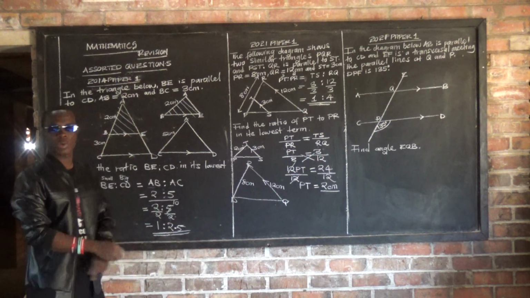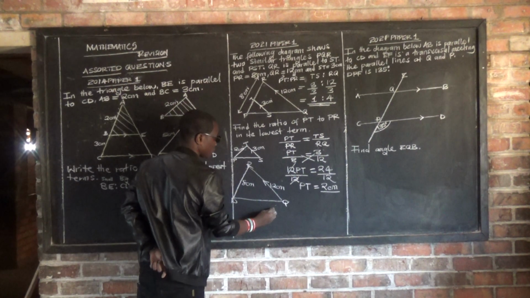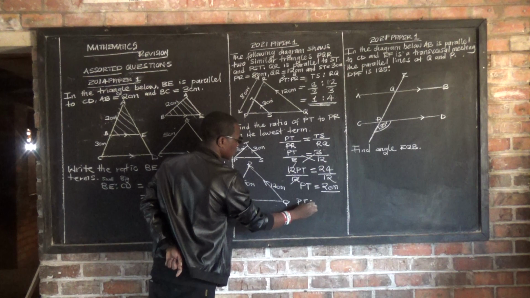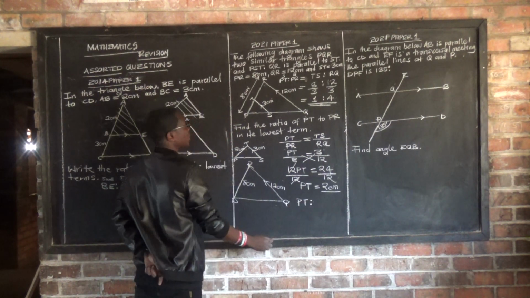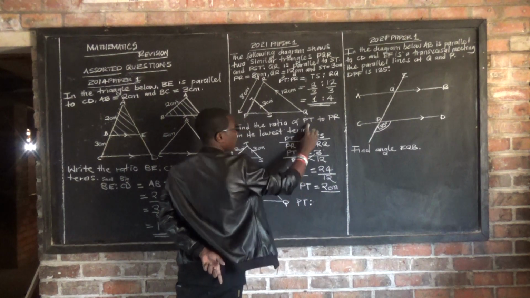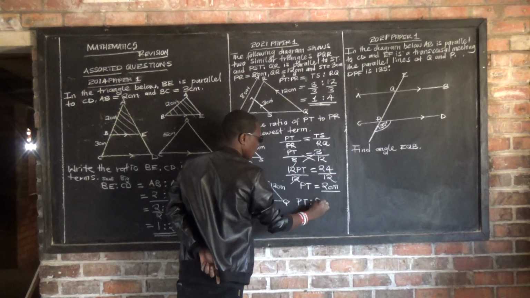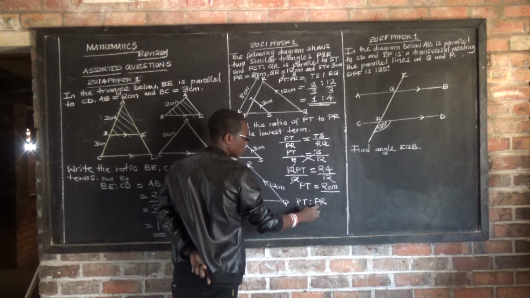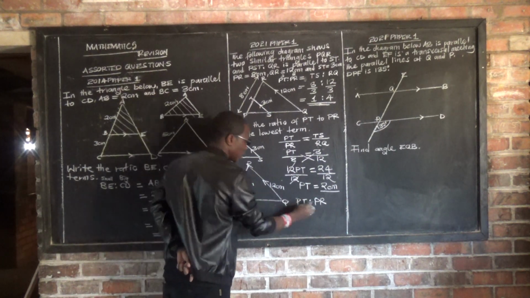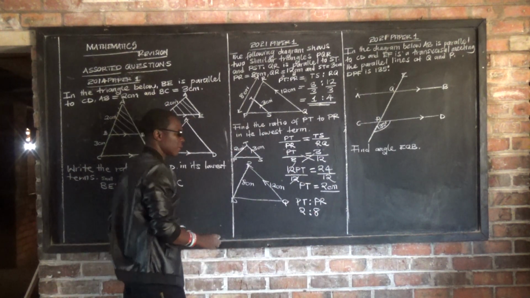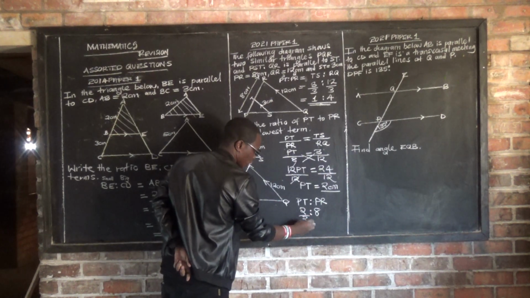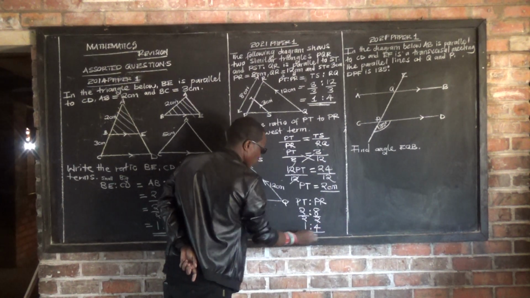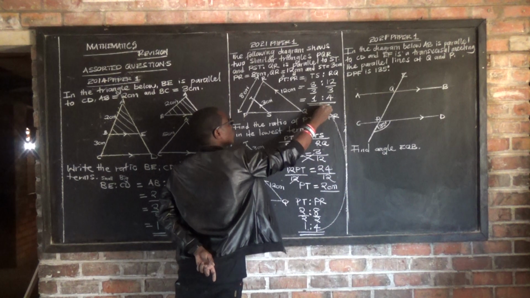Now, what do we want? We want the ratio. They said PT to PR, right? PT to PR. So what is our PT? We're saying it's 2. PR is 8. Then for us to reduce this, we divide by 2. 2 into 2, 1. 2 into 8, 4. This one, 1 over 4 is what we have, right?